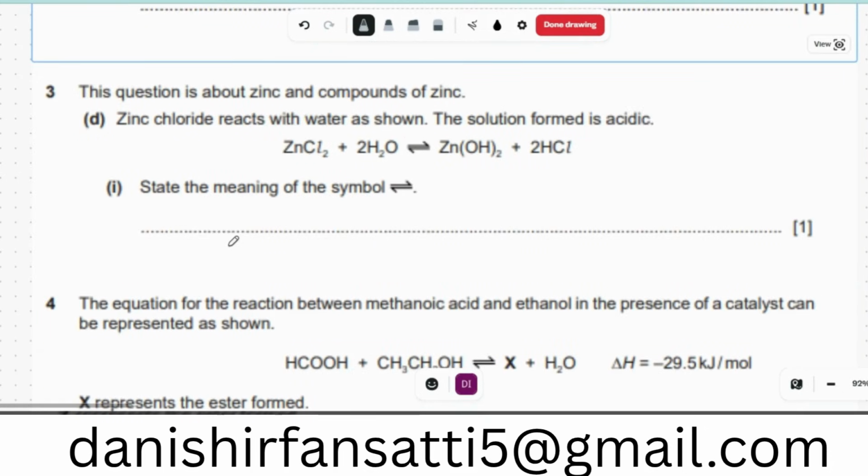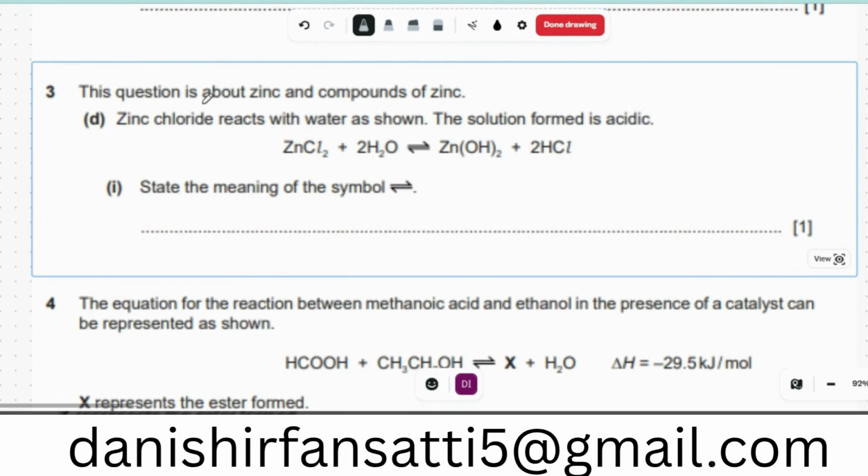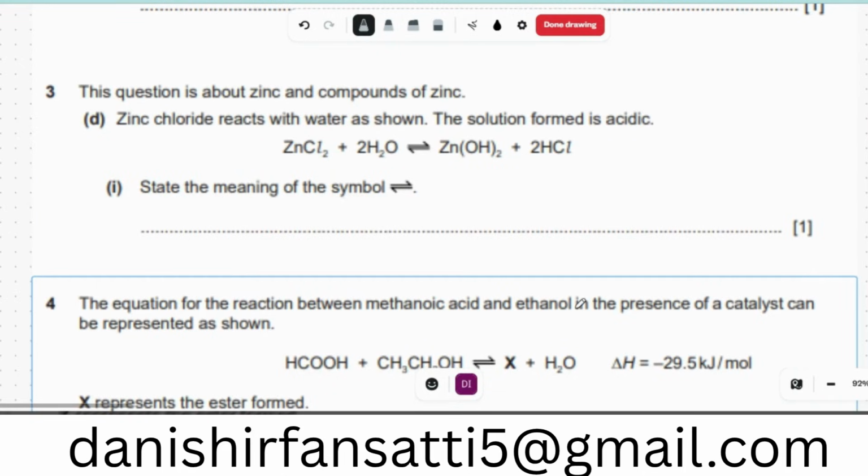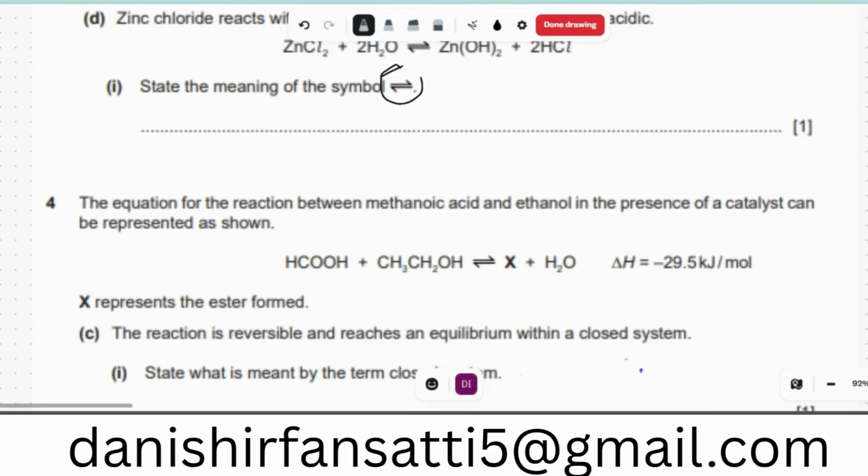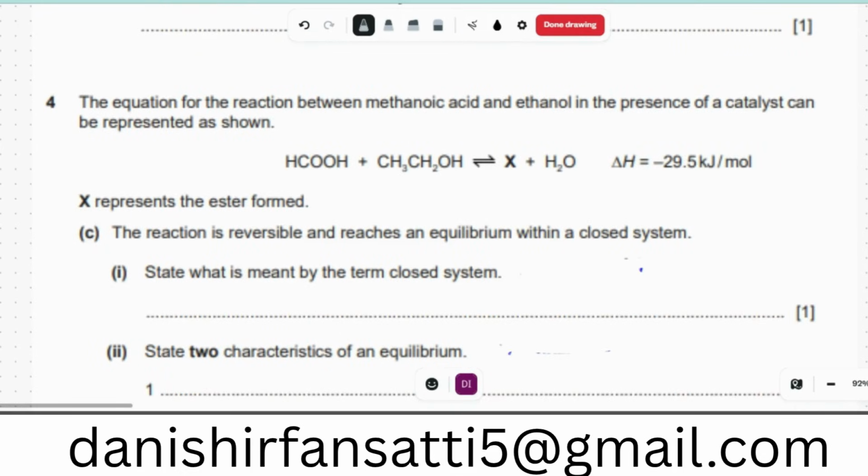Question number 3. The question is about zinc and compound of zinc. Zinc chloride reacts with water as shown. The solution formed is acidic. Again, that is a reversible reaction because that means that it can go forward as well as backward direction. Now question number 4. The equation for the reaction between the methanoic acid and ethanol in the presence of catalyst can be represented as shown.